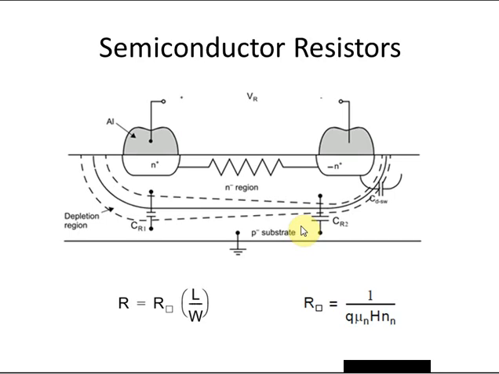But again, the advantages are that it's useful for low value resistors, and also it's available in any CMOS manufacturing process. Basically, there's no extra processing required, no extra cost required. It's always available to you. So that's a good plus.